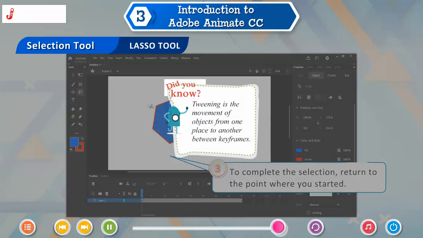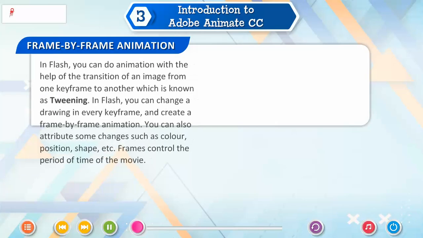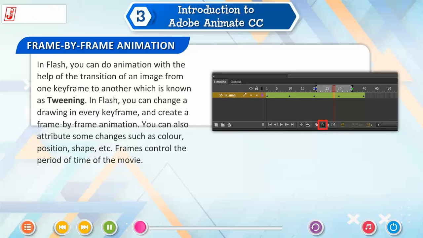Did you know? Tweening is the movement of objects from one place to another between keyframes. Frame-by-frame animation. In Flash, you can do animation with the help of the transition of an image from one keyframe to another, which is known as tweening. In Flash, you can change a drawing in every keyframe and create a frame-by-frame animation. You can also attribute some changes such as color, position, shape, etc. Frames control the period of time of the movie.